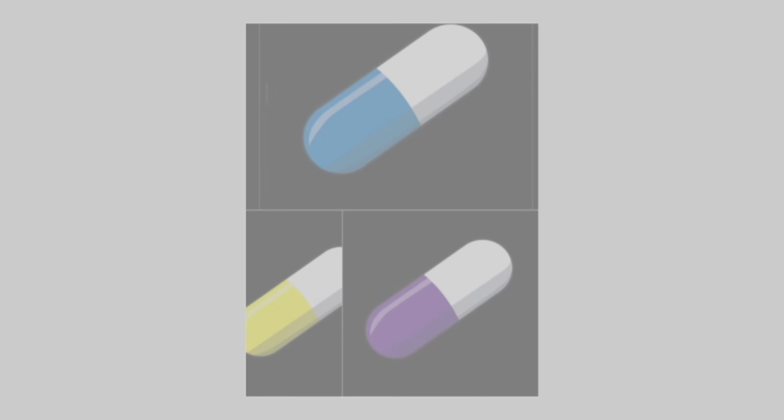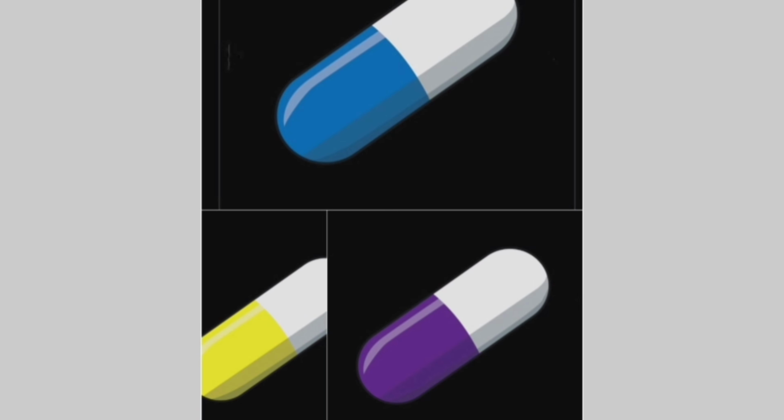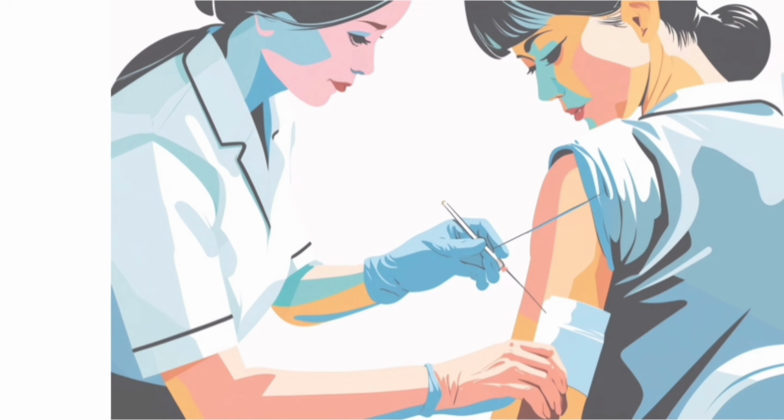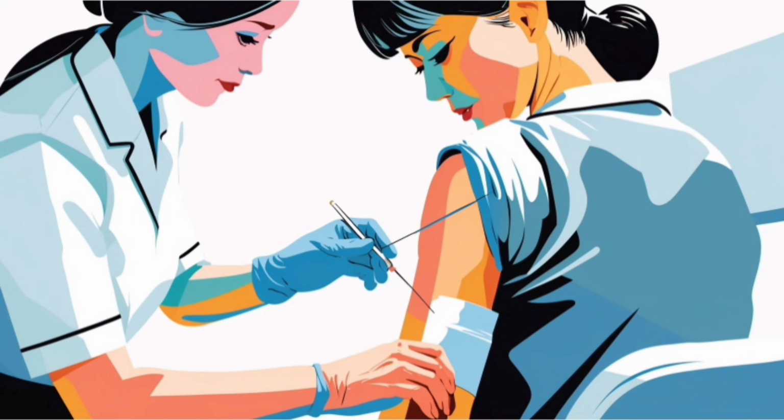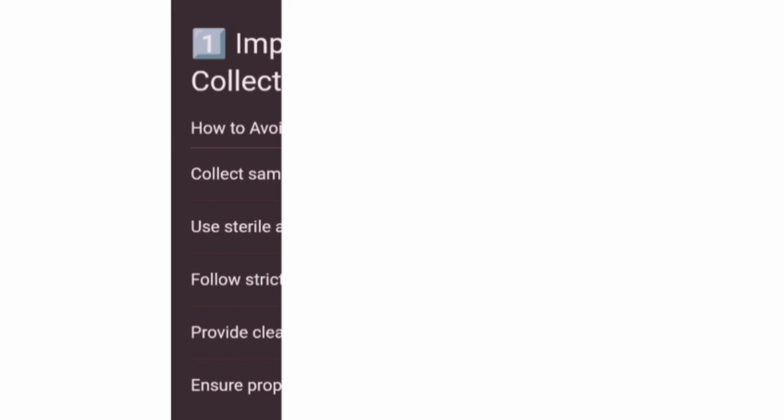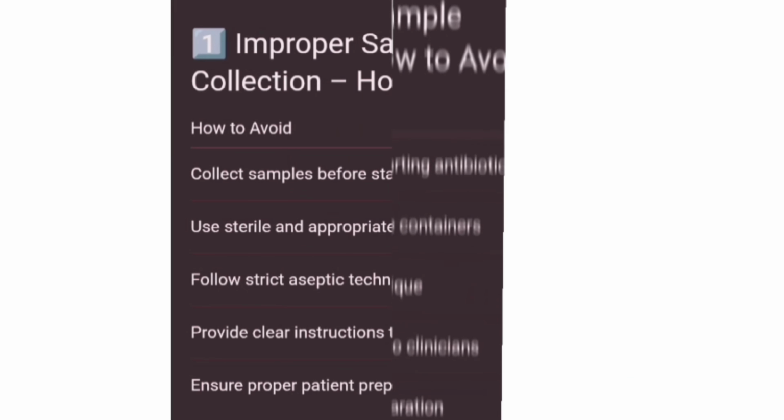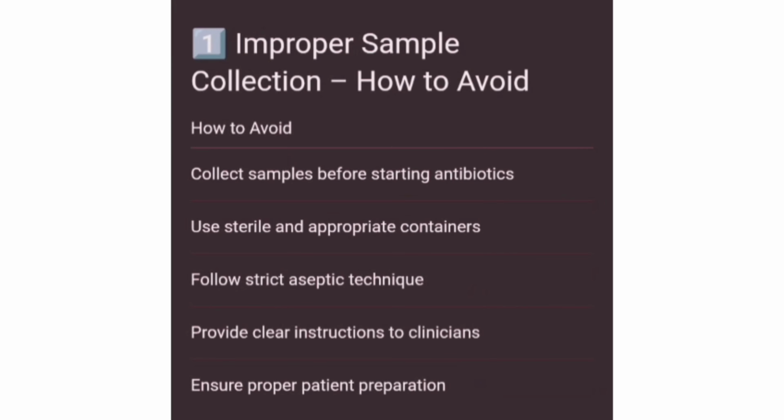The first type of mistake is improper sample collection. It includes collecting the swabs after antibiotics, using the wrong containers for collection of the sample, and also not maintaining aseptic conditions while collecting the sample. These can be avoided by ensuring proper timing before antibiotics, using sterile recommended containers for the sample collection, and also following aseptic technique during the collection.